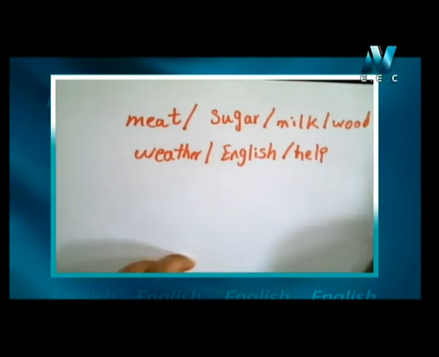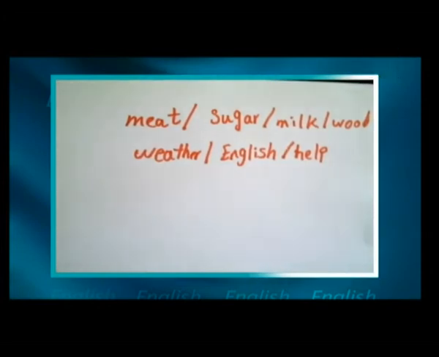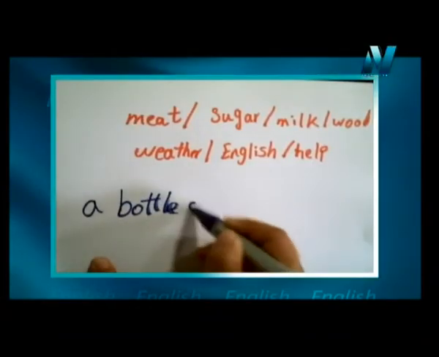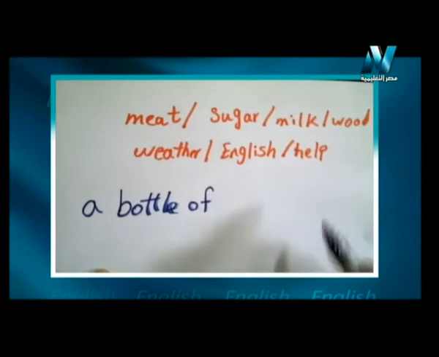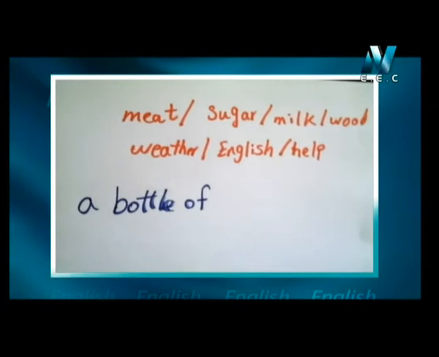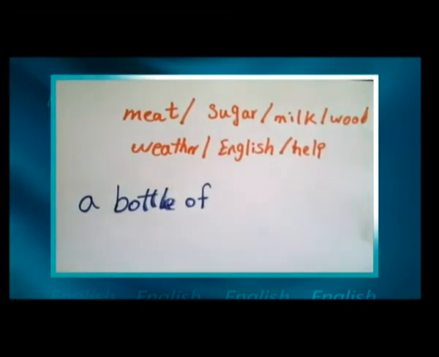Okay. When I'm going to do a plural form, I'm going to say what? I'm going to add some expression before these words. For example, I'm going to put the word a bottle of. A bottle of water, a bottle of milk, and so on. So, I'm going to do the plural form by adding some words like a bottle of, a piece of information, a piece of wood, and so on.